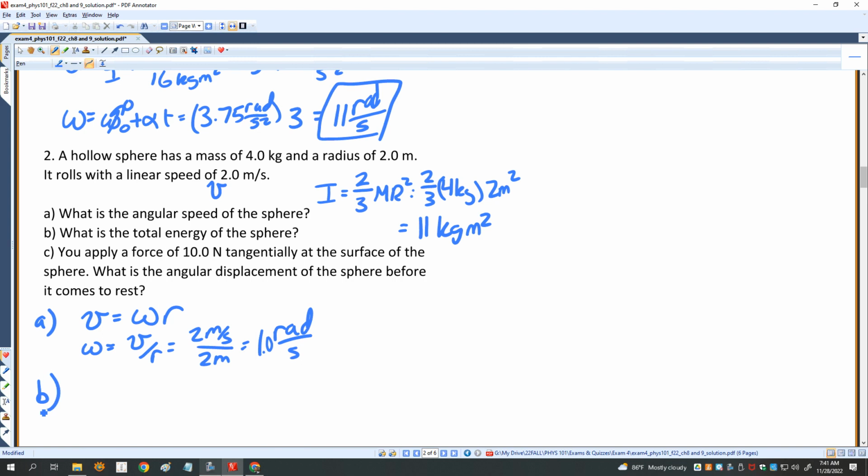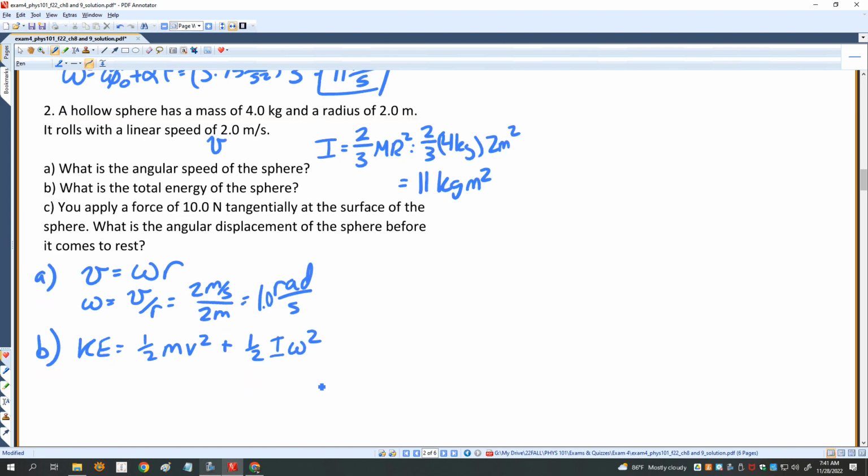For B, what is the total energy of the sphere? So this thing has a linear speed, but then it also has a rotational speed. So the kinetic energy is going to equal the linear, or translational, 1/2 mv squared, plus the rotational, 1/2 I omega squared. Now we have everything that we need, so we'll just plug those things in. I have 1/2 of the mass, which is 4 kilograms, times the speed, which is 2 meters per second, squared, plus 1/2 of 11 times omega, which I found to be 1 radian per second.